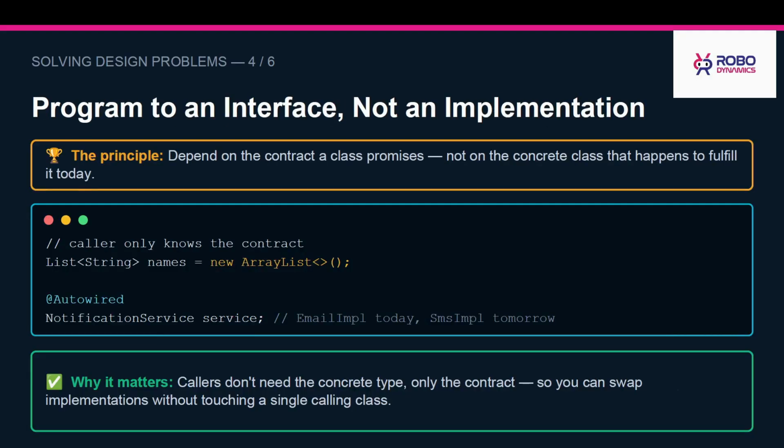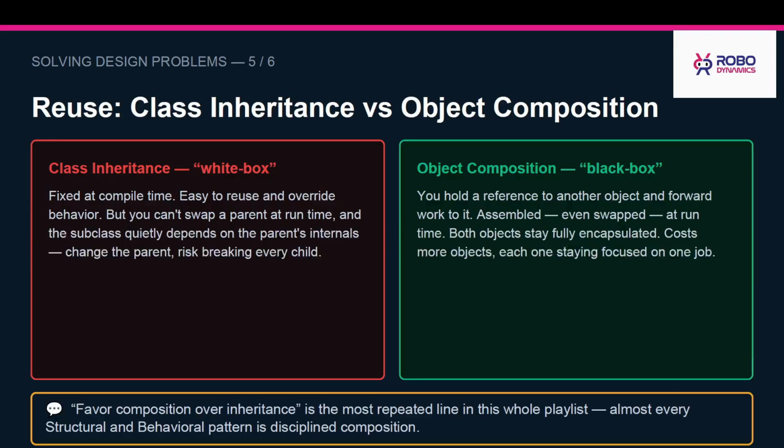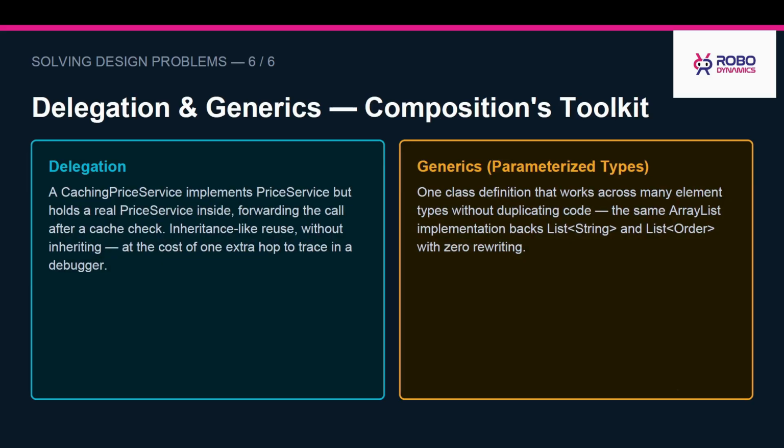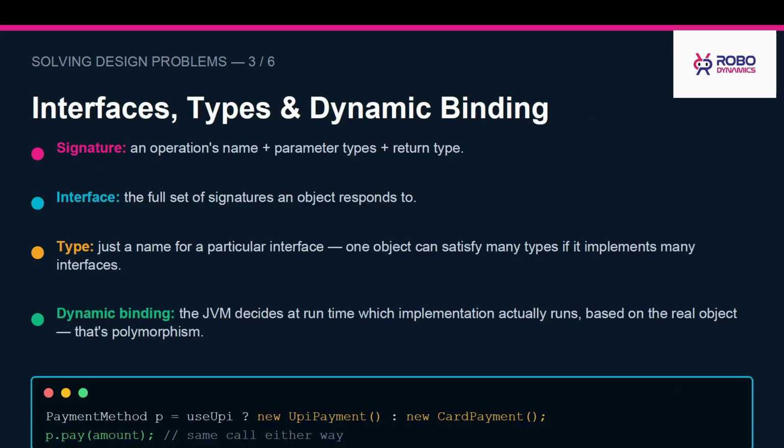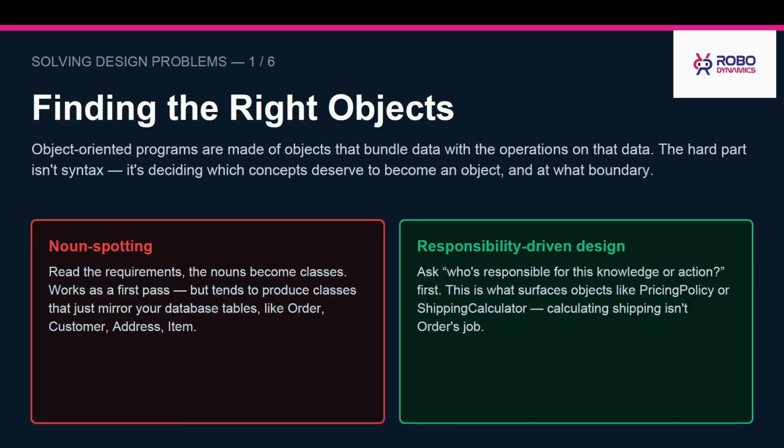You never code to a class, you code to an interface. You have to decide whether to go for inheritance or for composition. You need to apply delegation and apply generics as much as possible. So, these are all the things which are very important. Now, let's work hard. Let's not hurry up.